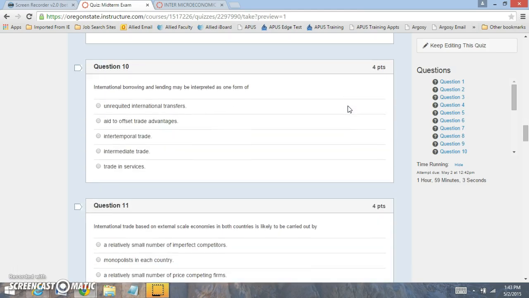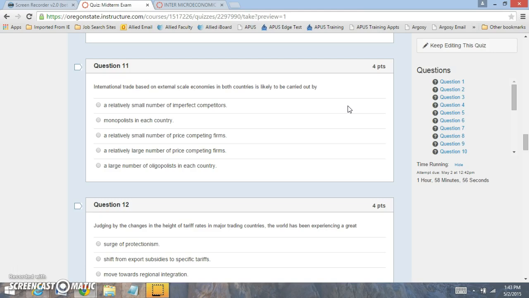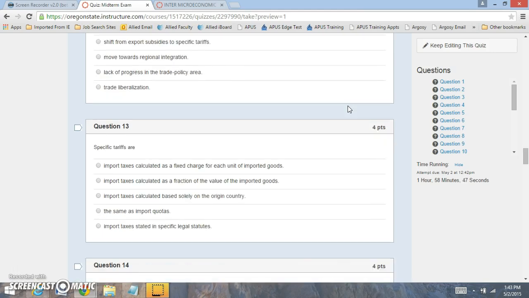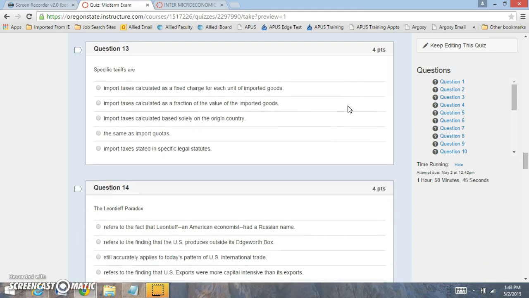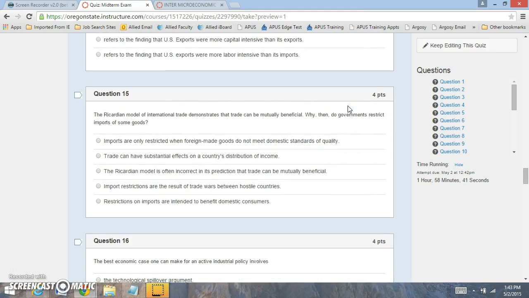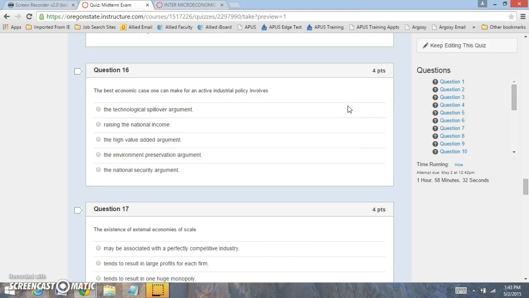When we look at borrowing and lending, it may be interpreted as one form of what? International trade based on external scale economies in both countries, who are they carried out by? What are specific tariffs? The Ricardian model of international trade. Why do governments restrict some goods?